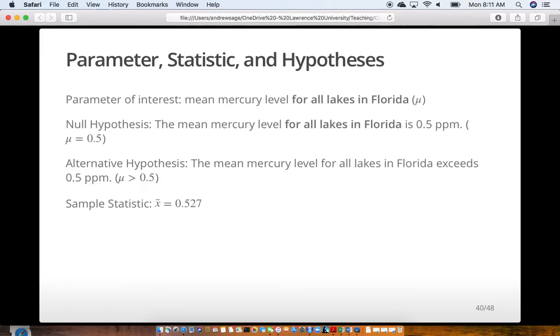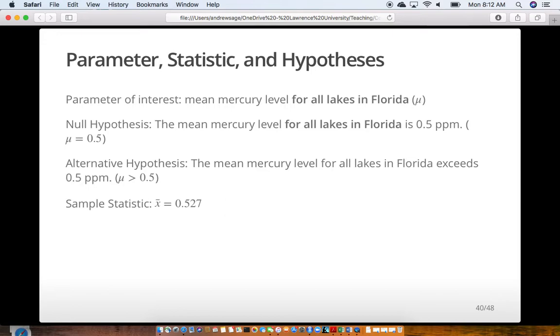The parameter that we're interested in this situation is the mean mercury level for all lakes in Florida. We want to make conclusions about all of the lakes, not just the 53 in our sample. Our null hypothesis is that the mean mercury level for all lakes is 0.5 parts per million. The alternative hypothesis would be that the mean mercury level exceeds 0.5 parts per million when we consider all lakes in Florida.